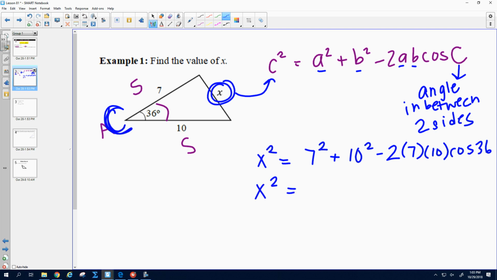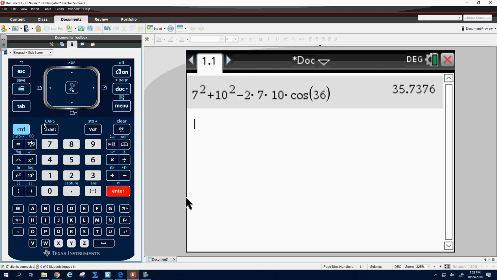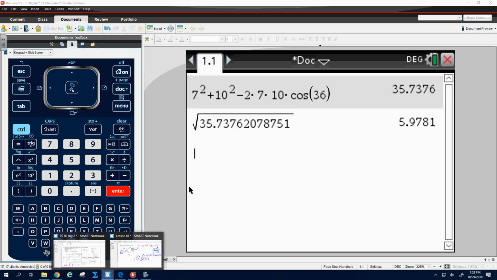I'm not done, you guys, I was getting there. Okay, we're not done. So that's equal to that, right? And then, of course, this is an x squared right here, so I need to square root my answer. And again, always use second answer or your previous answer on your calculator. So I'm going to do the square root of that. Or I could have plugged in the square root of this whole thing at the beginning if you want to. And I get 5.978.